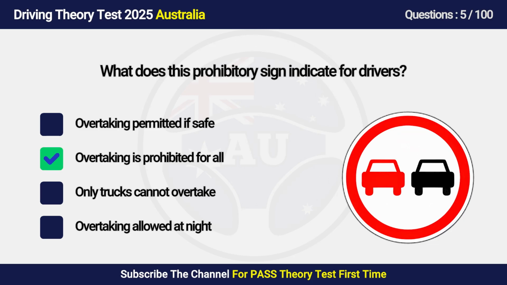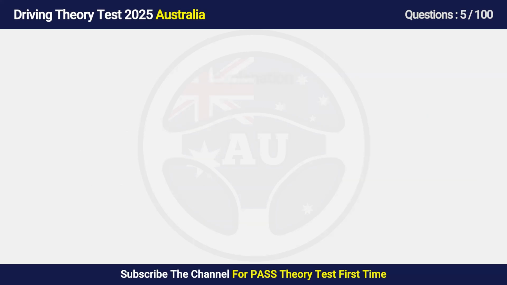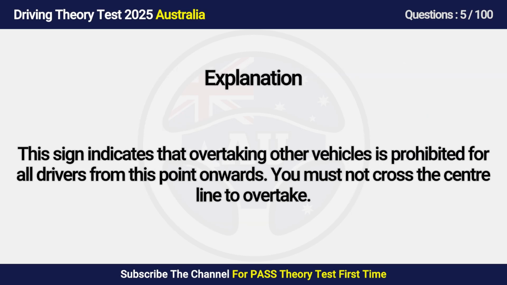Answer is B. Overtaking is prohibited for all. This sign indicates that overtaking other vehicles is prohibited for all drivers from this point onwards. You must not cross the center line to overtake.